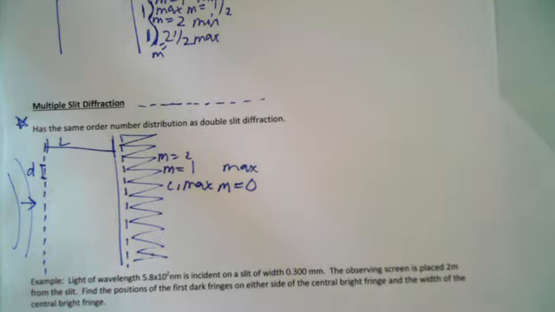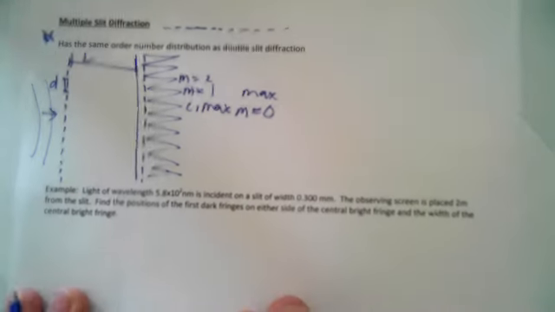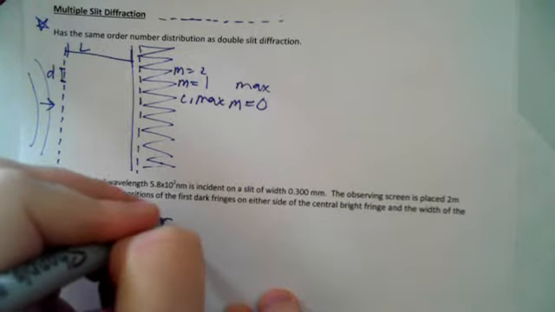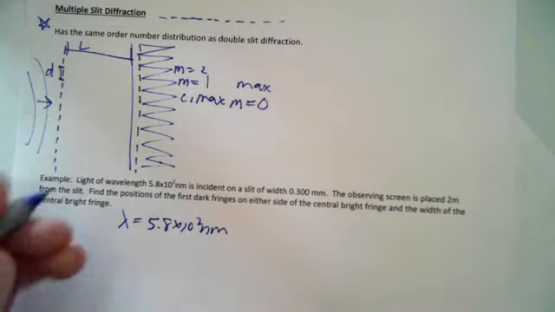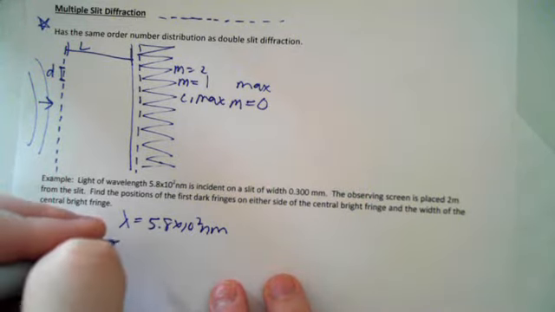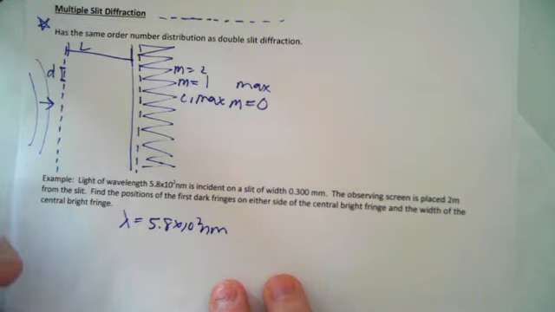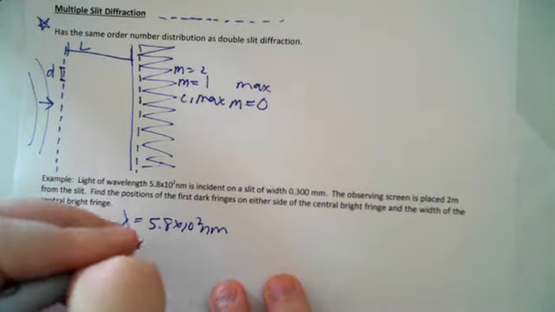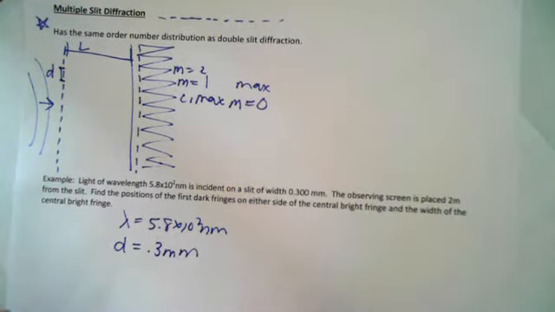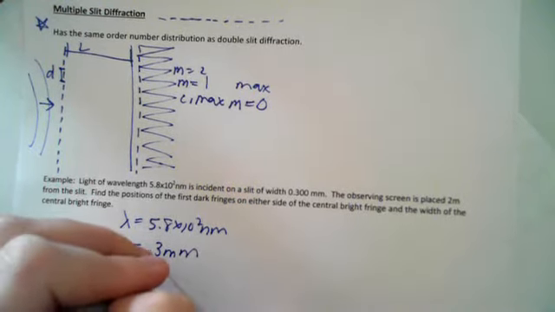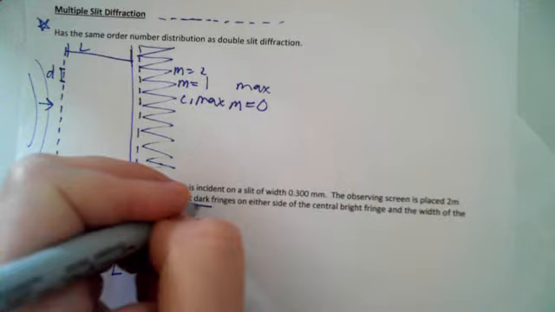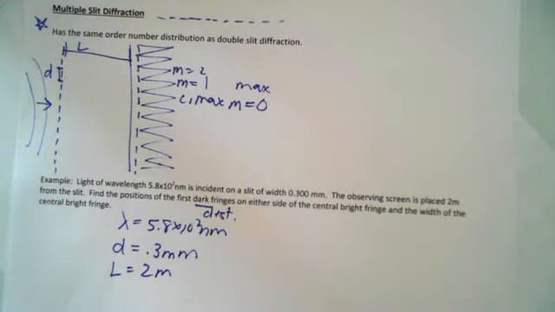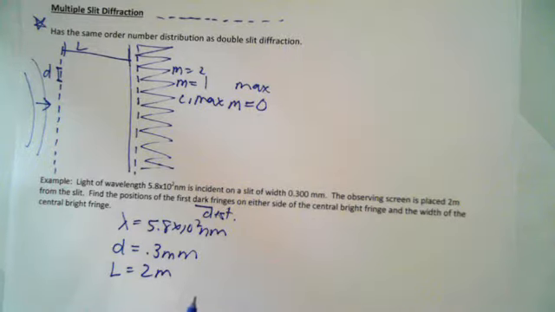All right, light of wavelength 5.8 times 10 to the 2 nanometers is incident upon a slit of width D, 0.3 millimeters. The observing screen is placed 2 meters from the slit. Find the positions of the first dark fringes, so those are your areas of destructive interference, on either side of the central bright fringe, and find the width of the central bright fringe.